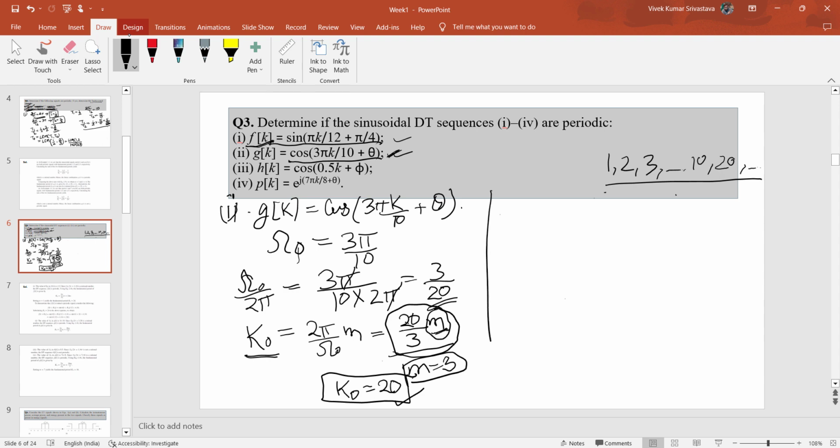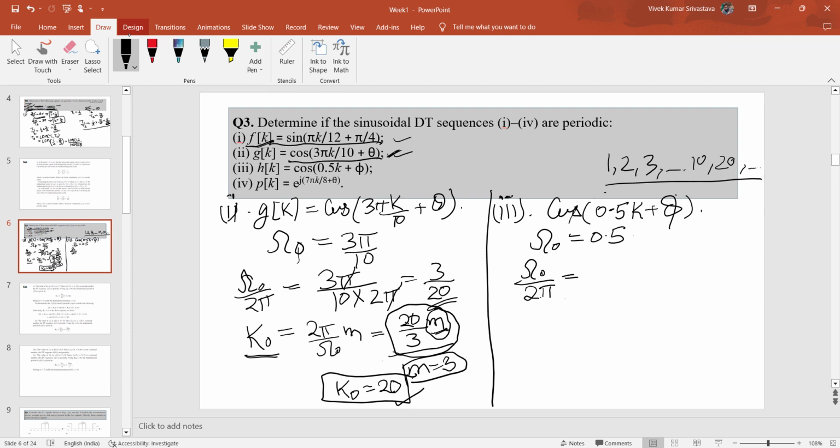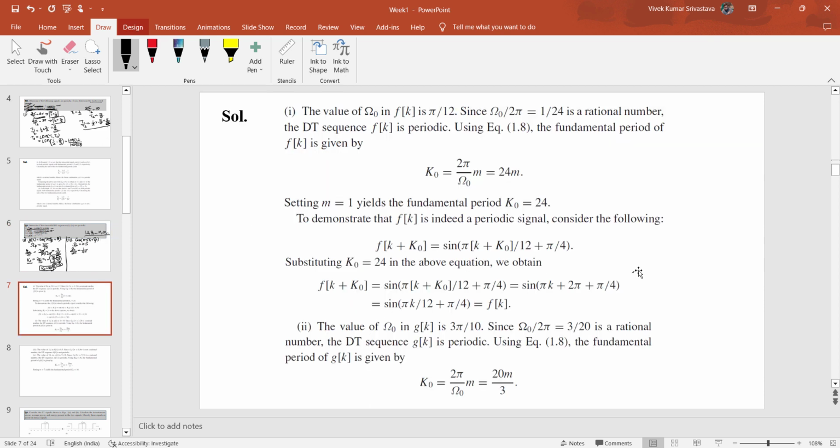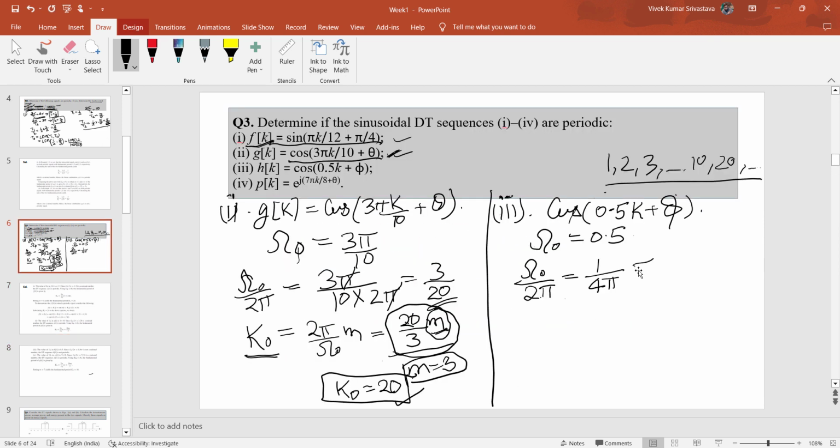Similarly, we can solve the numerical third here, which is cos of 0.5 k plus 5. Here rho naught equals 0.5. Now you have to check rho naught over 2 pi. Once you check it, this will be equal to 1 by 4 pi, which is an irrational number. So that's why we can say that this signal is not a periodic signal.